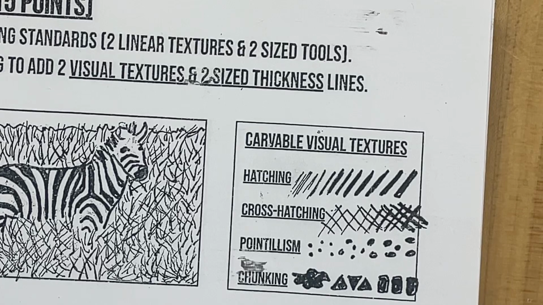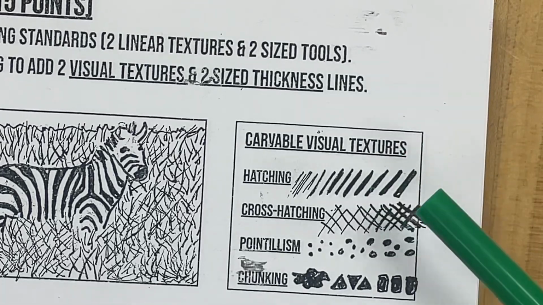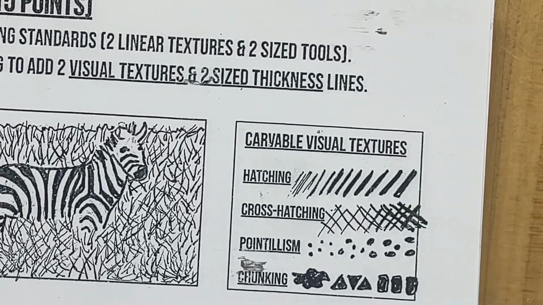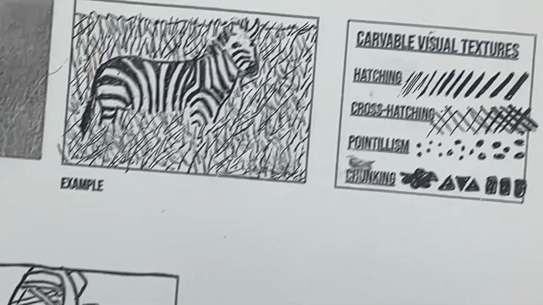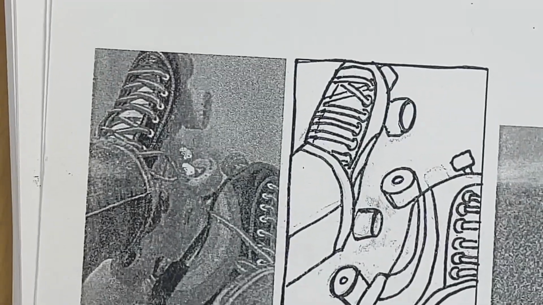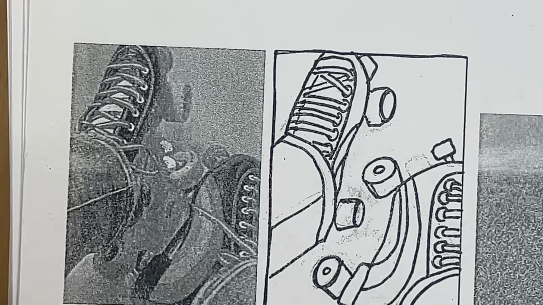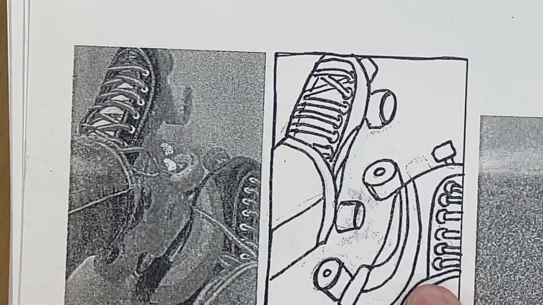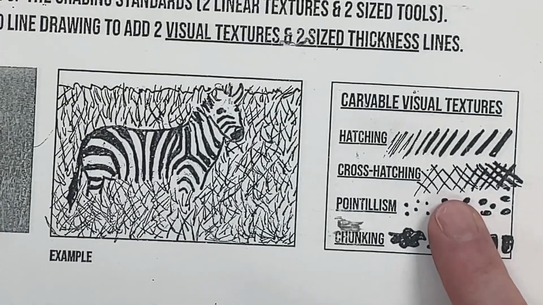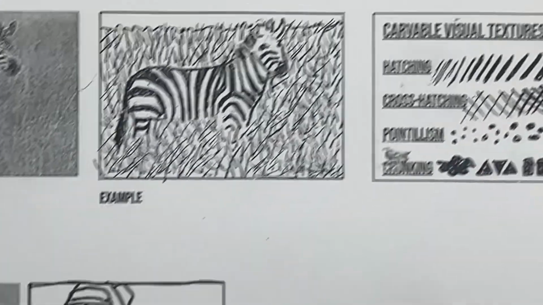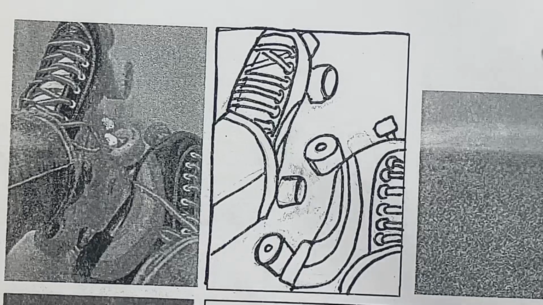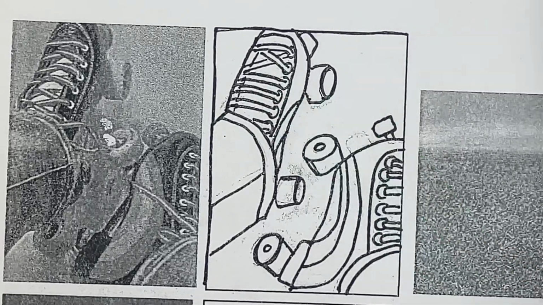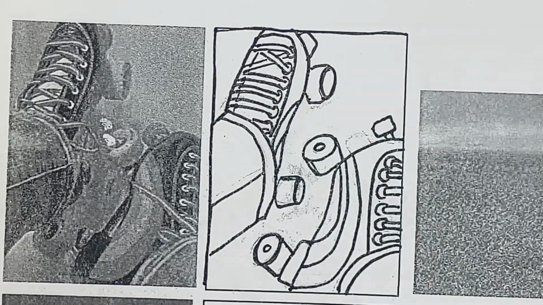We're planning this because we need to have two carvable visual textures in our piece. So what you're going to do is look at the photos that I've provided, okay? I've provided you with a picture of my roller skates, and then I drew them. What kind of carvable visual textures could you add to this roller skate? You'll take a colored marker, and you'll think about them and how you could do them. Let's look at what I did.